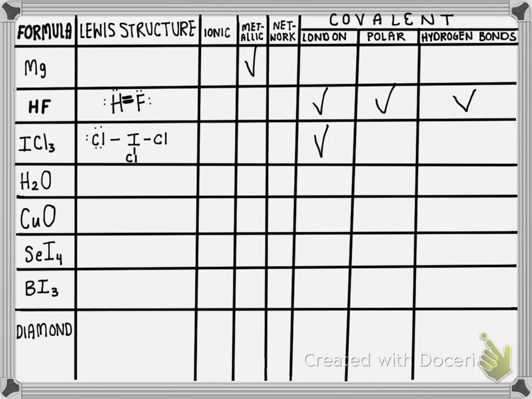2, 4, 6, 8, 10, 12, 14, 16, 18, and then when you have extras, you add them to the central. So we're going to add 20, 22, and now you can see that the central does have lone pairs, so that means that it is polar. So check that off.